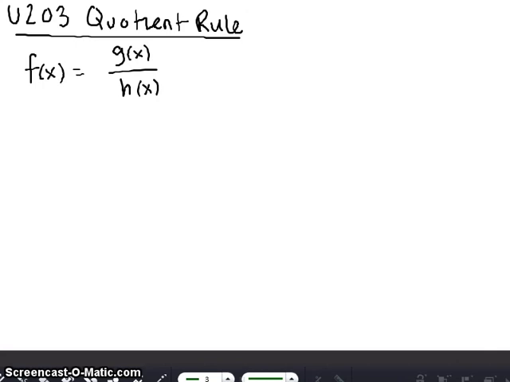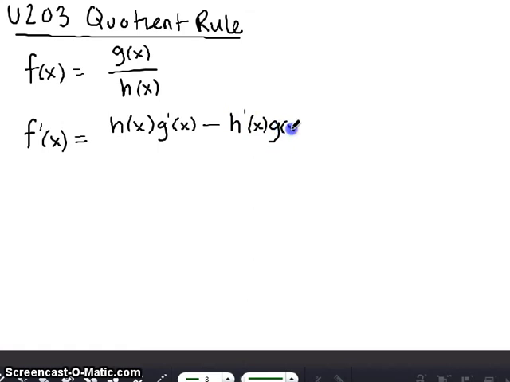So the quotient rule is going to be if we have some function f of x that is the quotient of two other functions. In this case, we're going to call them g of x and h of x. And all the quotient rule says is f prime of x is going to be equal to h of x times g prime of x minus h prime of x times g of x, all of that over h of x squared.